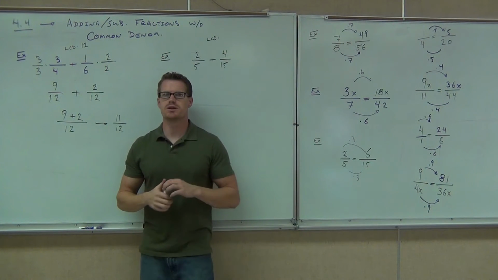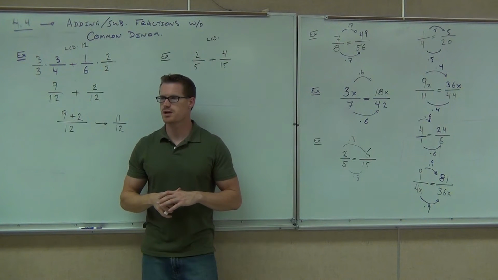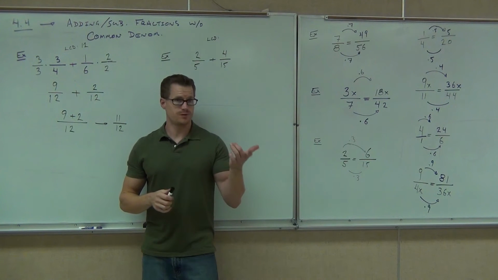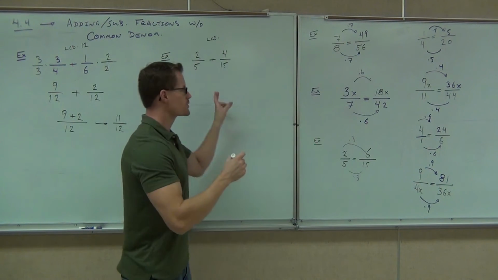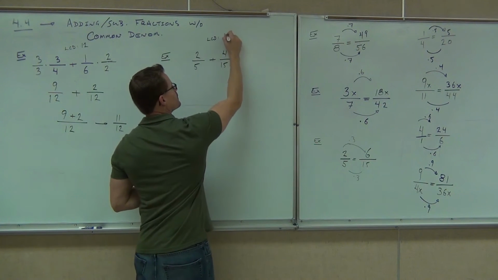LCD. LCD is the lowest common denominator or least common denominator? 15. We're going to start with the 15. Does 5 go into 15? Yes. Hey, you're done. That's great. If 5 goes into that number, then that's automatically your LCD.